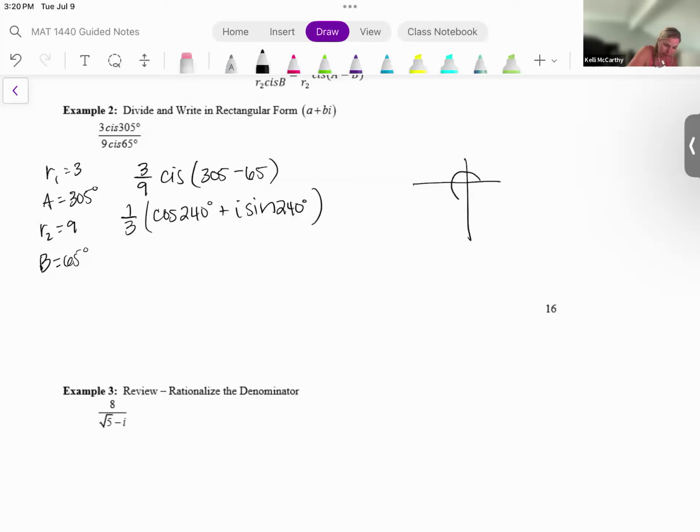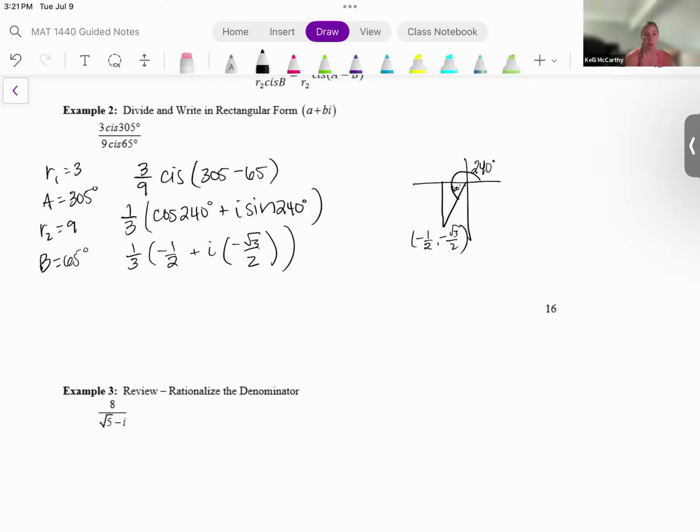240 degrees is also going to be in that third quadrant, making our reference angle 240 minus 180, or 60 degrees. So our ordered pair for 240 degrees is -1/2, negative square root of 3 over 2. Cosine of 240 degrees is -1/2. Sine of 240 degrees is negative square root of 3 over 2.